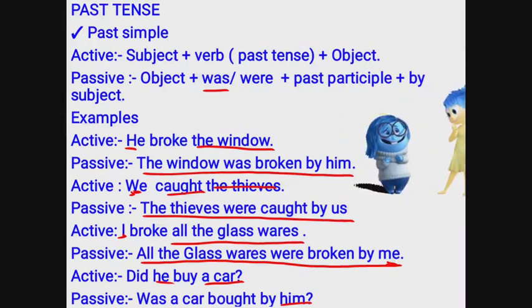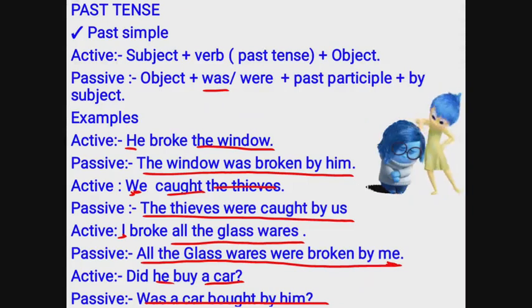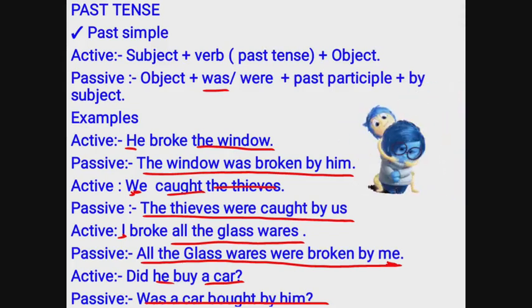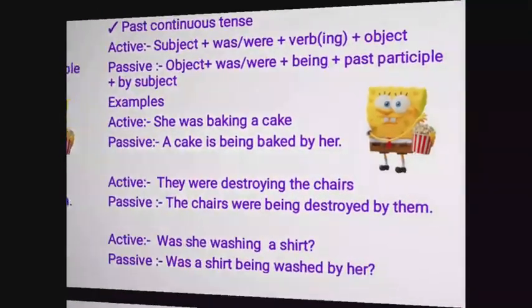So we're going to have a beautiful sentence like this that says, was a car bought by him, not by he. Your he changes to him. Don't put he, you change to him. Was a car bought by him? That is the passive voice for this particular active voice in question form. All right, let's move on to the next one.